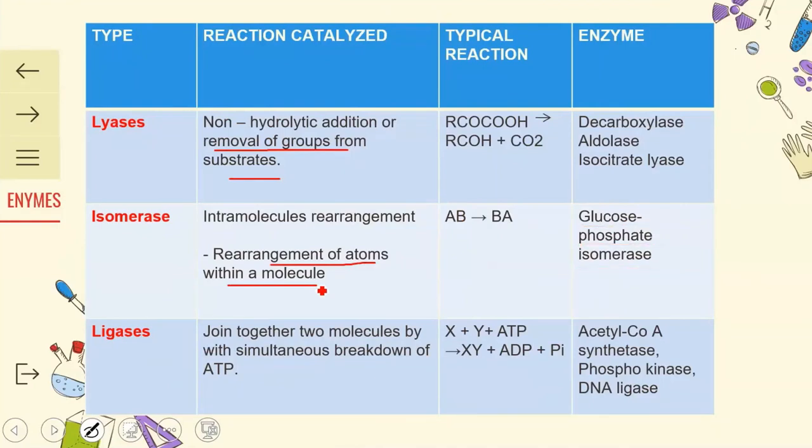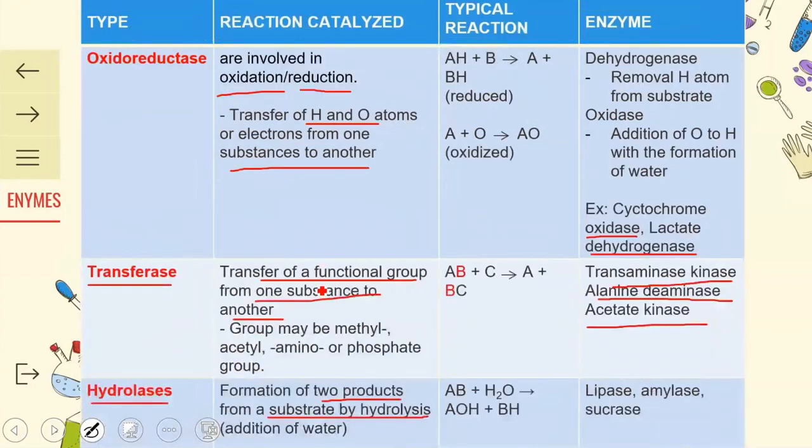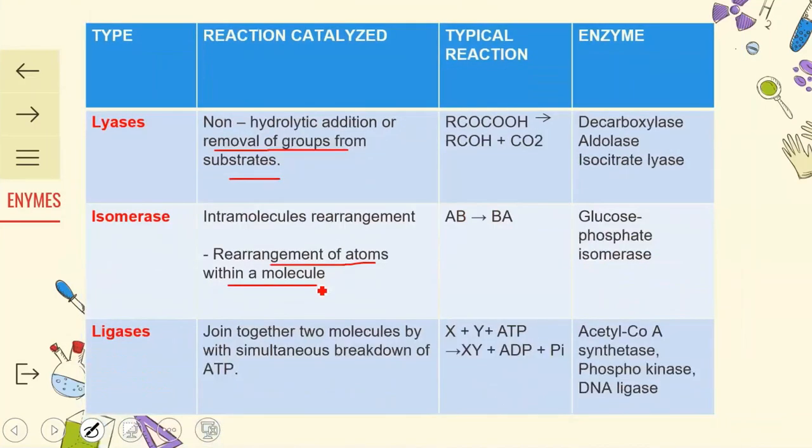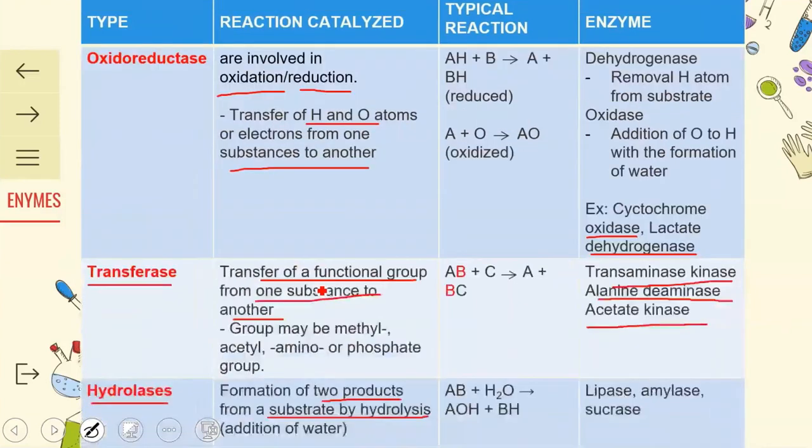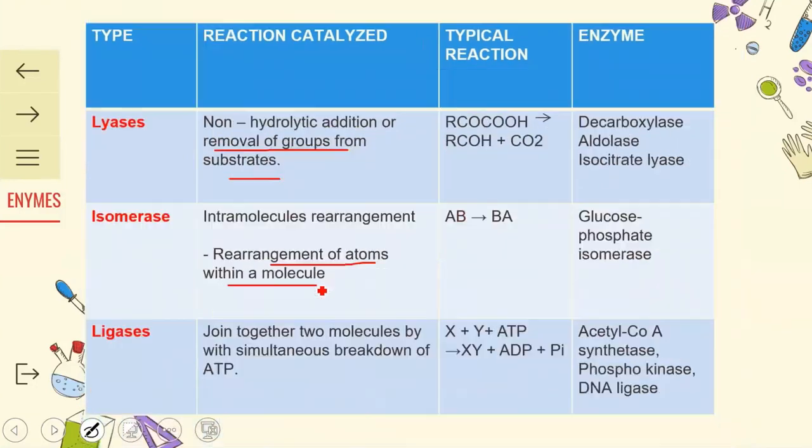Then the ligase. Ligase means joining of 2 molecules with the breakdown of ATP. Examples of these enzymes are acetyl-CoA synthetase, phosphokinase, and DNA ligase. Actually, hydrolases and lyases both involve the formation of 2 products from one complex substrate. However, hydrolases involve the addition of a water molecule, but lyases do not use a water molecule.